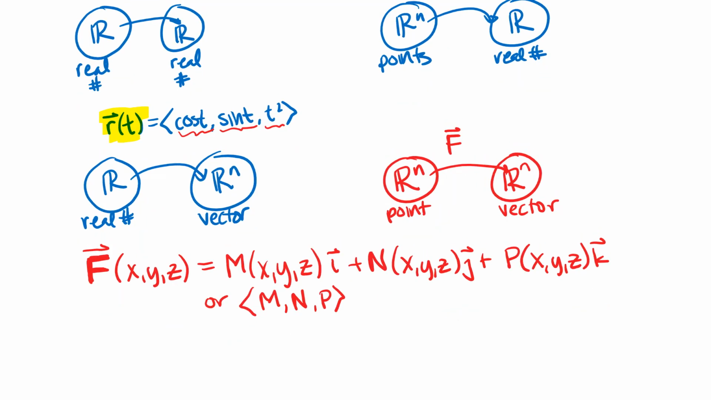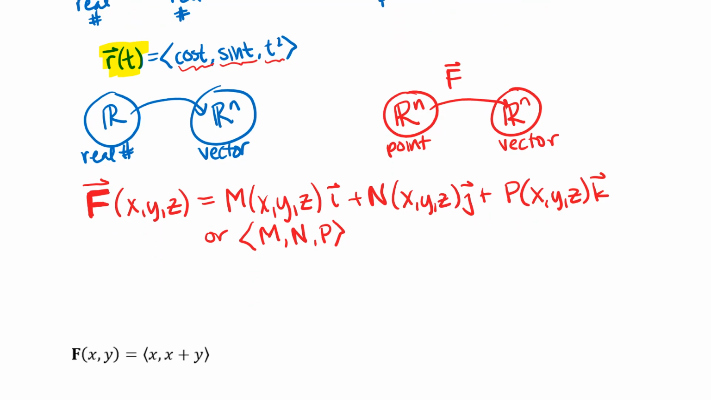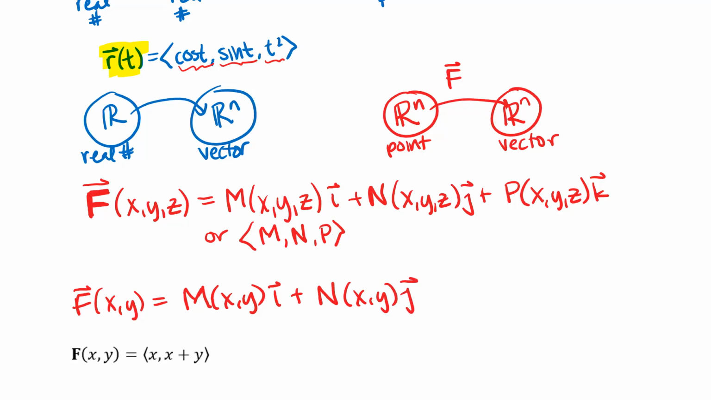If I have one in 2 dimensions, you'll see here my example that I have typed is just a vector function that inputs a point in 2 dimensions and outputs a vector in 2 dimensions. So in that case, you might write F of x, y equals M of x, y is the i component function plus N of x, y be the j component function, or with brackets and commas as I have typed down here.